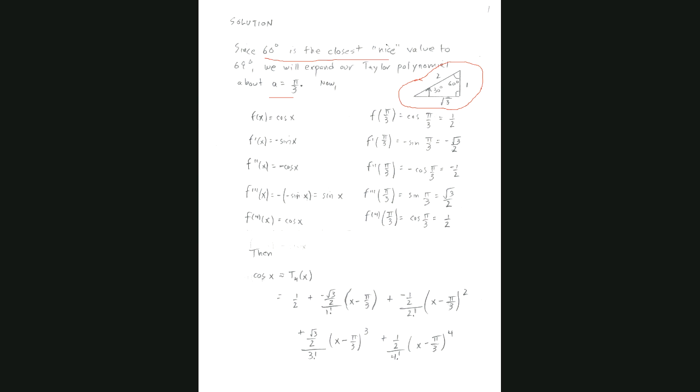Okay, well, now that we have this, we're able then to write out our fourth degree Taylor polynomial, as you see here. So I'm just kind of letting you copy things down. Let me know if you have any questions.